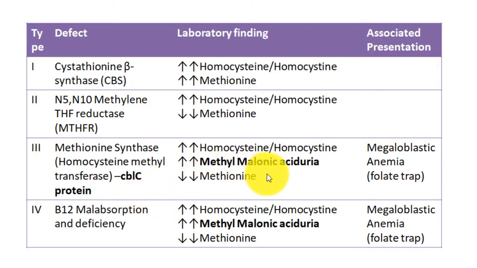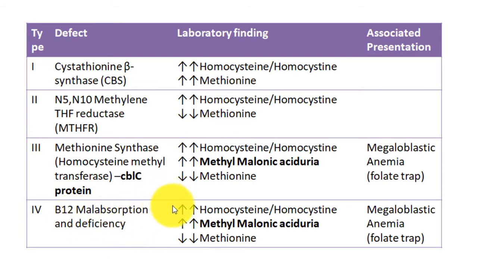You may find associated methylmalonic aciduria, and along with that, because of vitamin B12 deficiency, there can be associated megaloblastic anemia. So if there is a vitamin B12 associated problem, there will be more presentation in addition to this homocystinuria. And this fourth type of homocystinuria can be because of vitamin B12 malabsorption or deficiency.